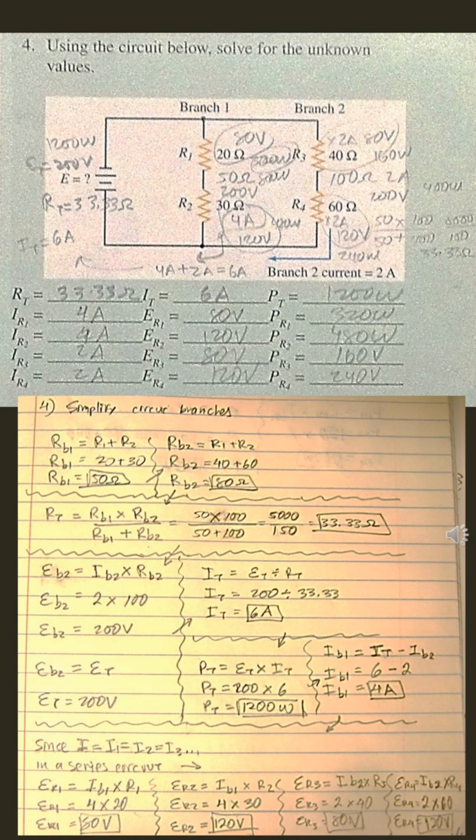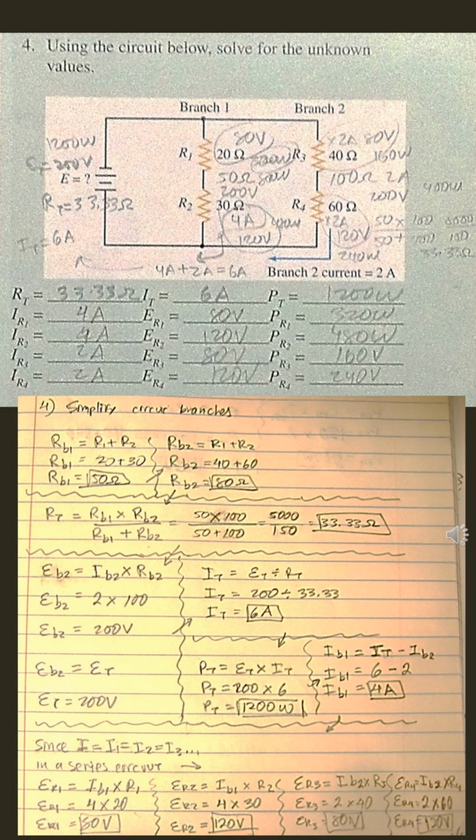If you want to ignore everything that you see in the circuit and just go by what the problem itself gives us for now, just so we can work each step of the problem out to find each of the values that are supposed to be blank. So we start by simplifying our circuit branches, branch 1 and branch 2.